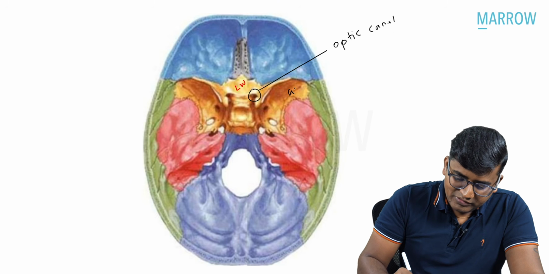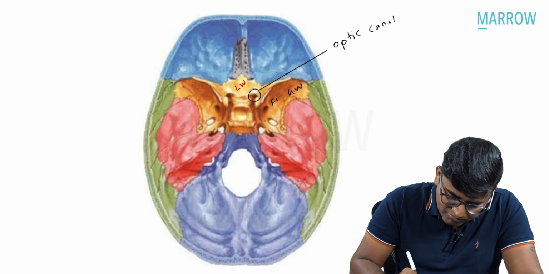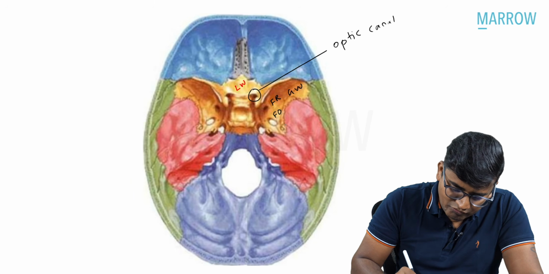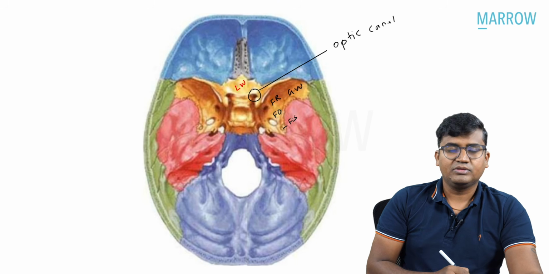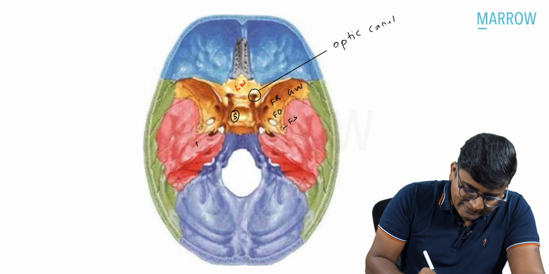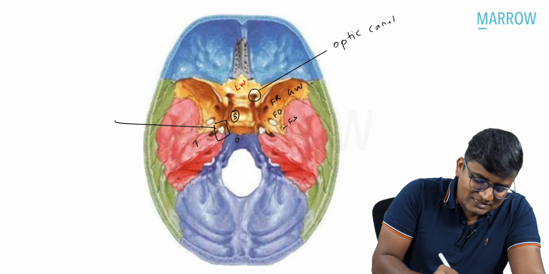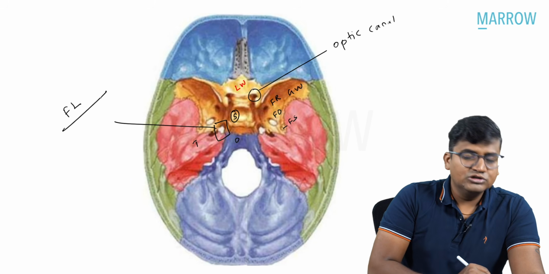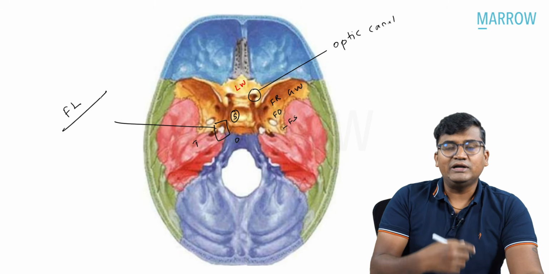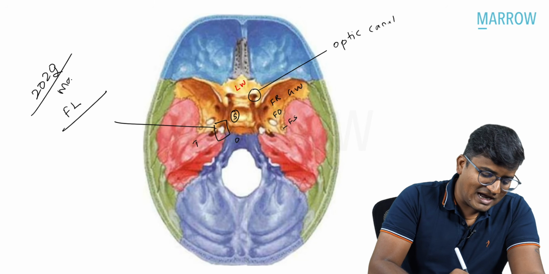Now in the greater wing of sphenoid, we have three foramina: foramen rotundum, foramen ovale, and foramen spinosum. Between the sphenoid bone, the temporal bone, and the occiput bone, we see one foramen, the foramen lacerum. So foramen lacerum is bounded between three bones. That is the question we got in the 2022 May INI-CET exam.